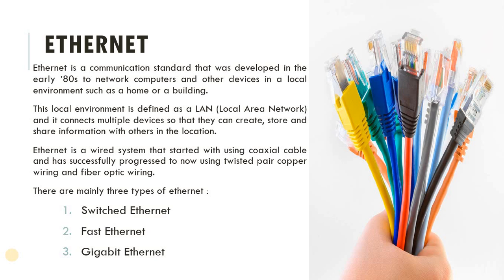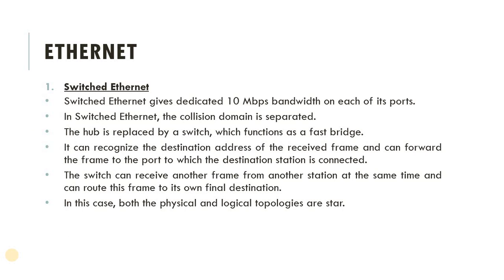So in that the Ethernet protocol is used, which is a data link layer protocol, and there are mainly three types of Ethernet protocols: switched Ethernet, fast Ethernet and Gigabit Ethernet. First is switched Ethernet. Switched Ethernet gives a dedicated 10 Mbps bandwidth on each of its ports. Suppose there are 5 PCs connected to one LAN. If it is a switched Ethernet, the maximum bandwidth for that cable is 10 Mbps.